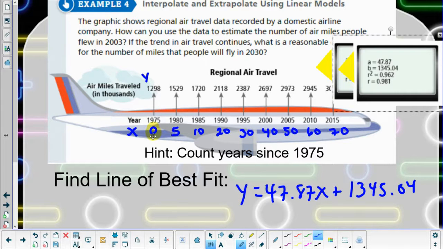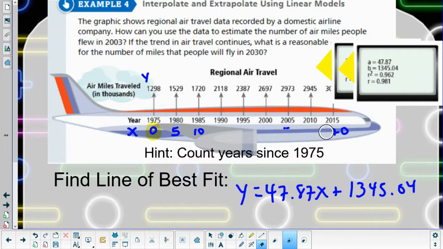That is 5 years, 10 years, 15 years. Oh, that's what it is. Oh, I'm off by a little bit. Hopefully you guys caught that when you were putting them into your chart. 5, 10, 15. I skipped 15. 20, 25, 30, 35, and 40.